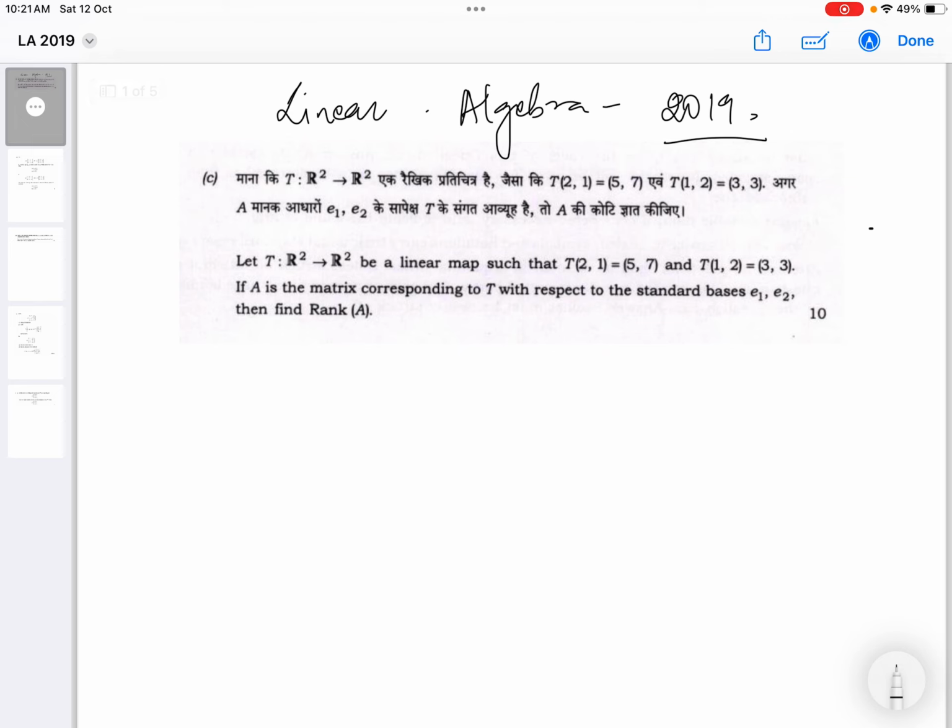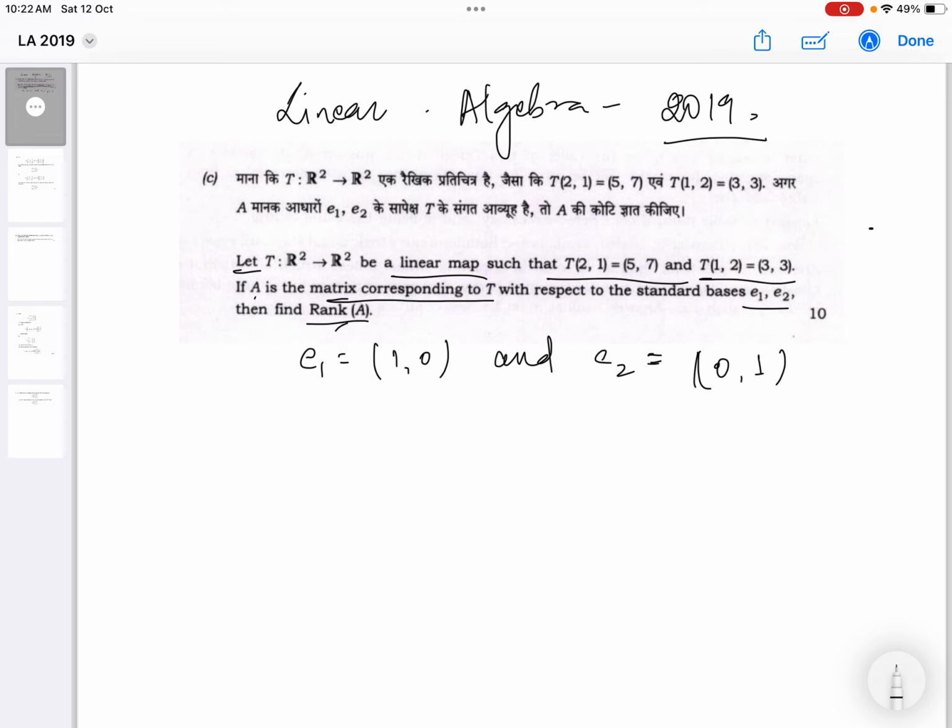So given that T is a transformation from R square to R square, a linear map such that T of this is this and T of this is this. A is the matrix corresponding to T with respect to the standard basis. The standard basis of R cross R, E1 would be nothing but 1 comma 0 and E2 would be nothing but 0 comma 1. To find the rank of A, first we have to find the transformation, then matrix A, then rank A.